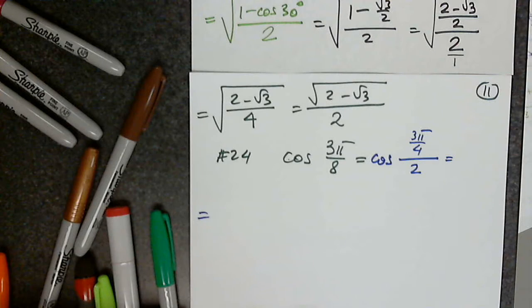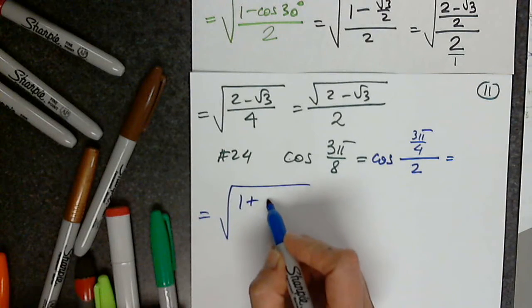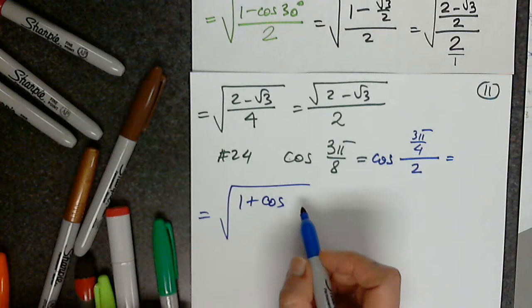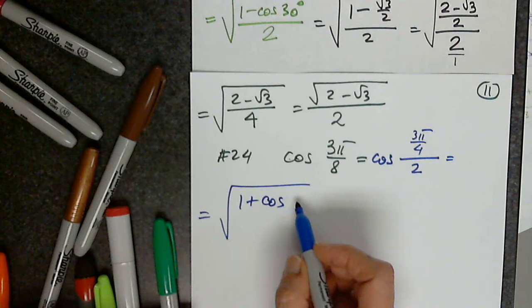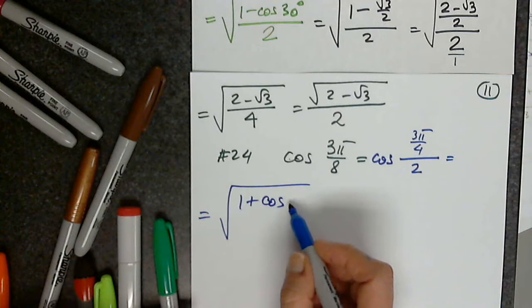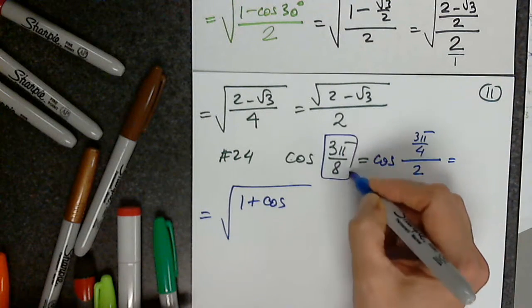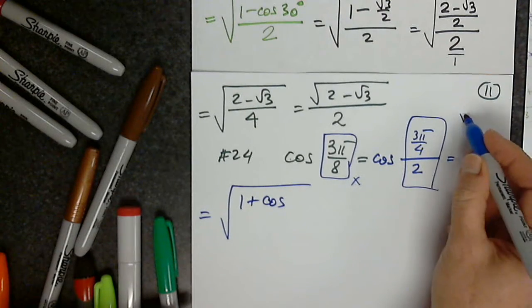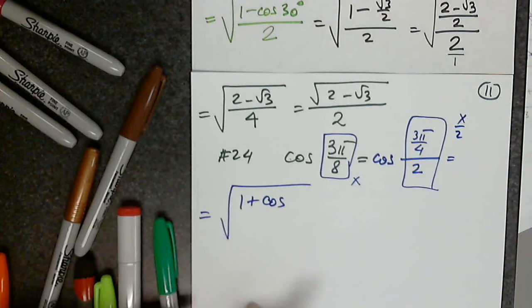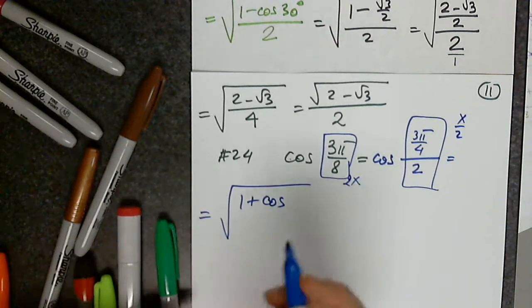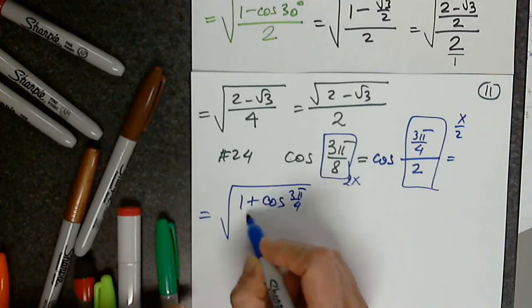So then I know what to write. This would be the square root of 1 plus cosine x over 2. 3 pi over 4 is our x. So this is our x, and this is our x over 2. This is x over 2, and this is twice x. So 3 pi over 8, 3 pi over 4. It has to be the same angle.